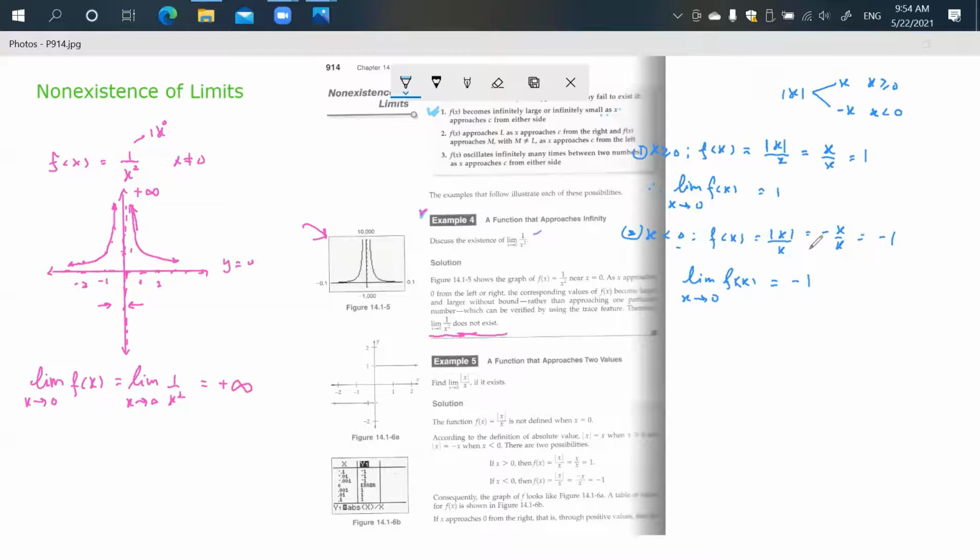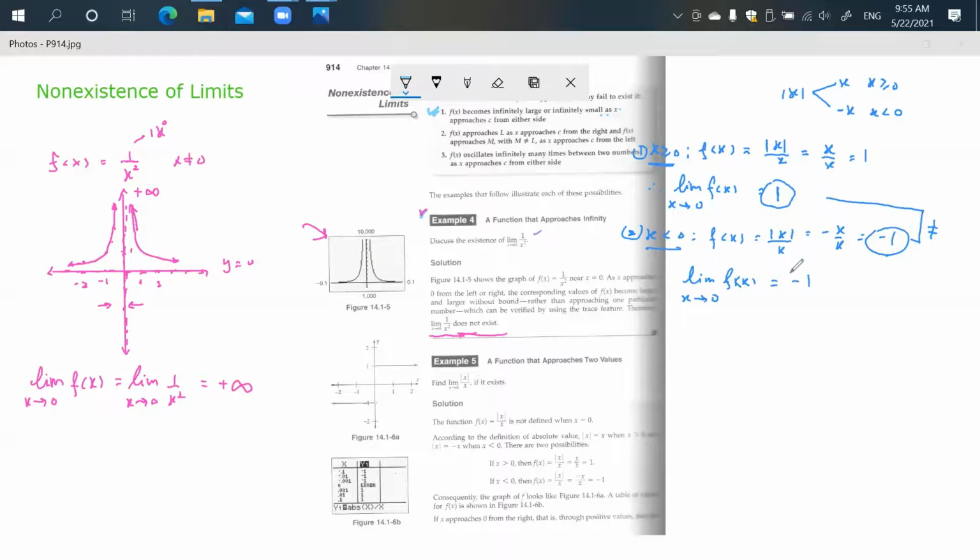So in this case, from the left hand side, this becomes 1. Sorry, because it's greater than, it should be the right hand side. Approaching from the right hand side, this equals 1. And when x approaches 0 from the left, it equals -1. So from the left and from the right, these two cases are not equal.